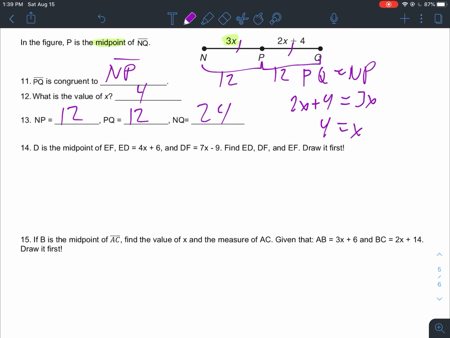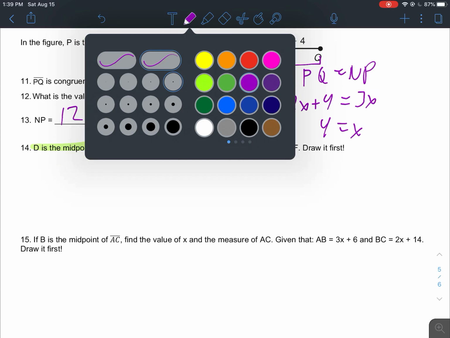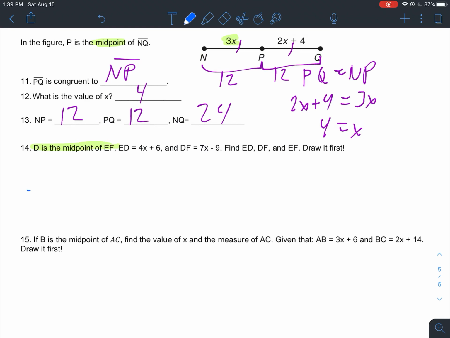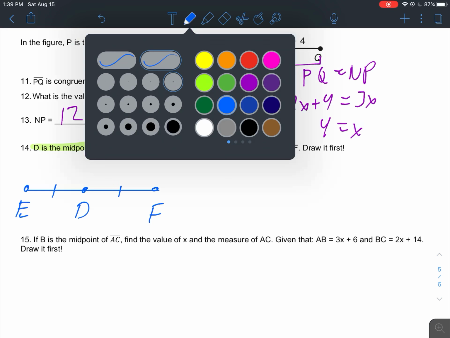Number 14, D is the midpoint of EF. Again, I'm going to stop right there. I'm not even going to look at the rest of the problem. I'm going to draw that picture. So I'm going to draw EF. Now it says D is a midpoint, so do your best to put D exactly in the middle. Even if it's not in the middle, it's fine, because what you're going to do is take your finger or stylus and put tick marks there. That means they're equal.